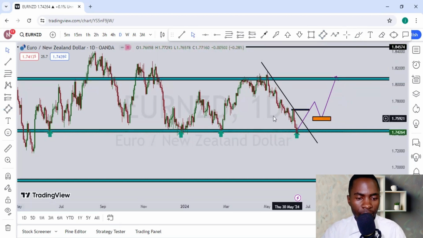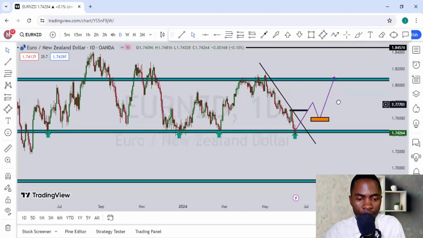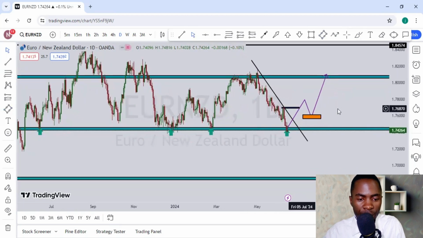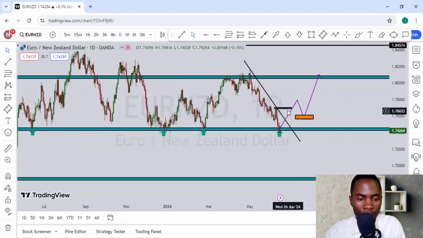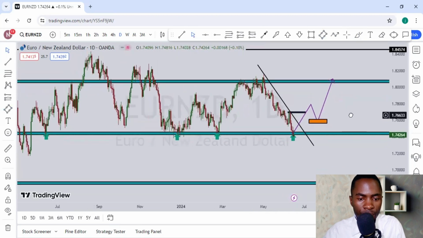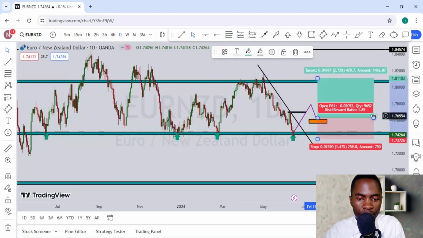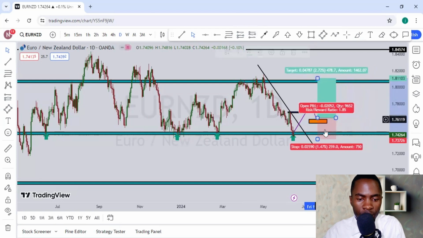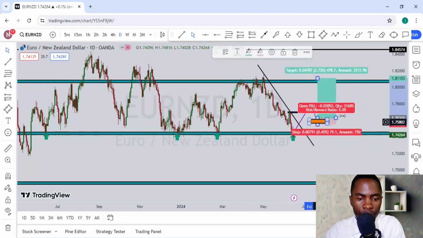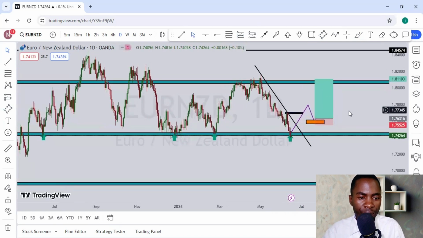Now you can see very clearly. This is my first confluence on Euro NZD: the market to give me a change of direction and also to break the trend line, then retest my Fibonacci zone. Then I will take my trade from here to the upside, and my stop loss below my yellow box. This is what I will do if this market respects my first setup.